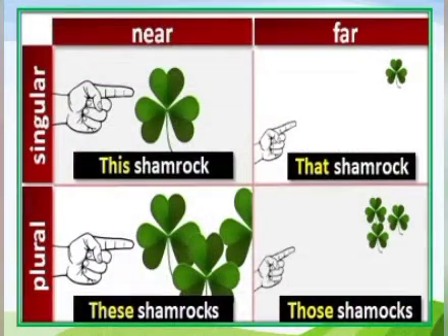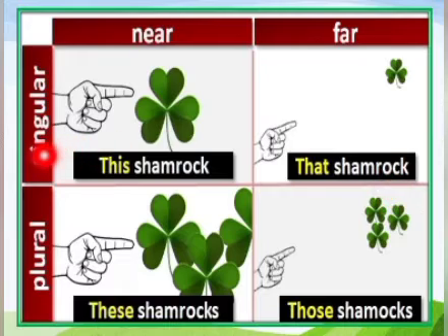So when a singular is near to you, we use this. Like here we are pointing out to something which is near to us, then it is this shamrock. When the singular is far away and you are pointing it out, then it is that shamrock. And when plural are near to you and you are pointing them out, then it is these shamrocks. And when the plural are away from you, then it is those shamrocks.